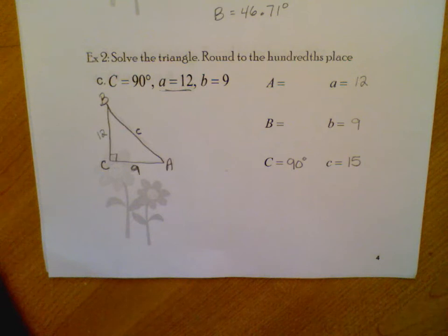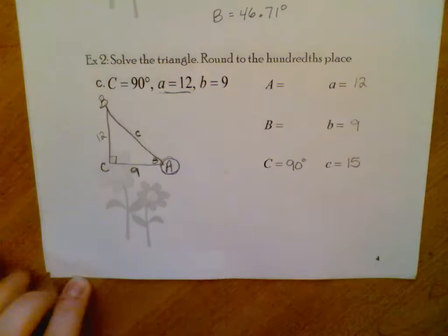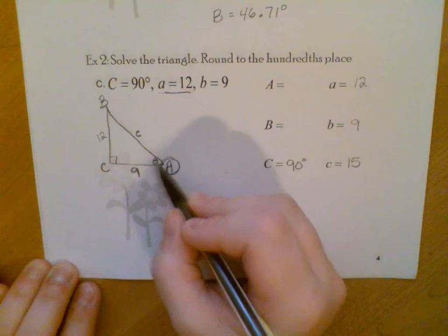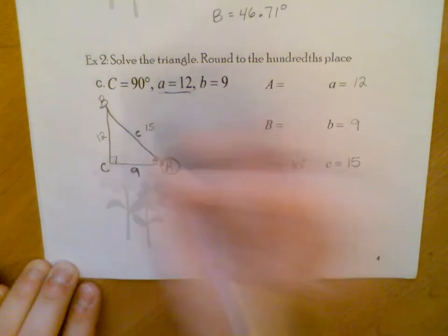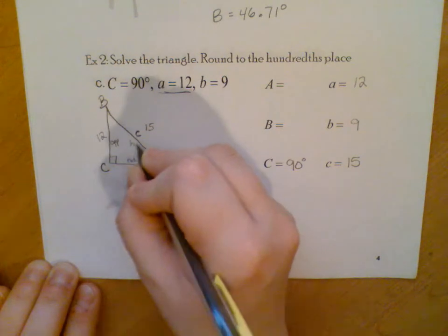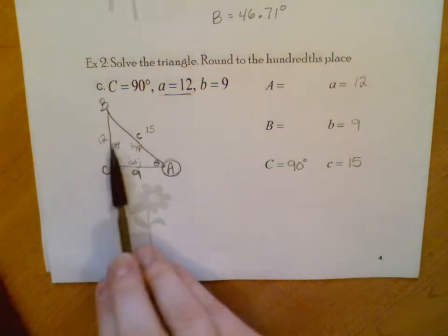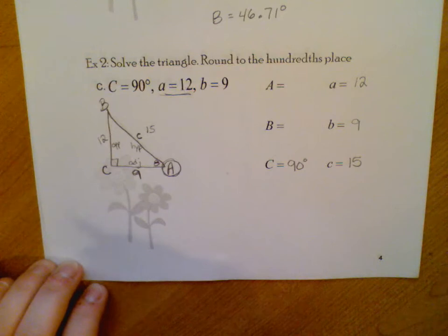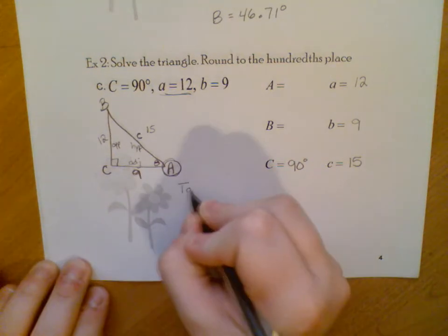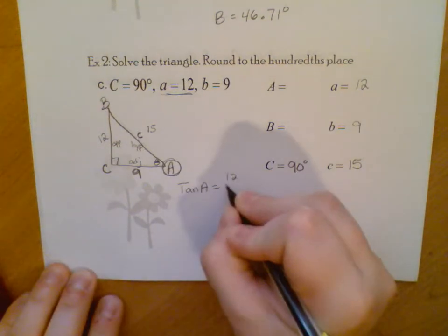So from there, I just need to find one angle measure, and it doesn't matter which I choose. I'm going to choose A. So that means that theta's right here. I have all three sides, so I could use any trig function I want because I've got the side opposite, the side adjacent, and the hypotenuse. I'm going to use opposite and adjacent. The trig function that uses opposite and adjacent is tangent. So I've got tangent of angle A, because I don't know the angle, equals opposite over adjacent.